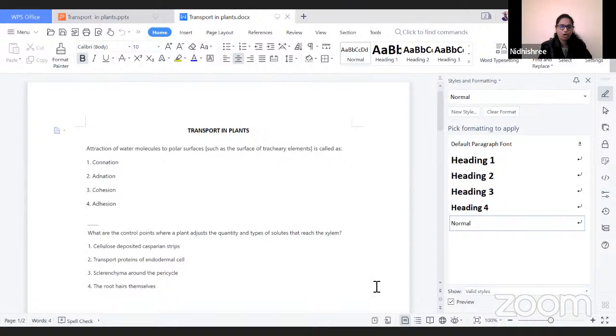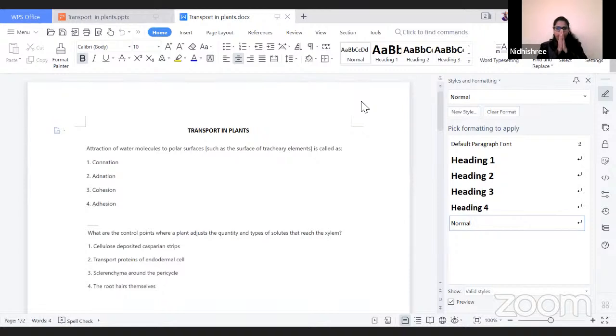What are the control points where a plant adjusts the quantity and types of solute that reach the xylem? I repeat, what are the control points where a plant adjusts the quantity and types of solute? Option A, cellulose deposited Casparian strips. Option B, transport proteins of endodermal cell. Option C, sclerenchyma around the pericycle. Option D, the root hairs themselves. Yes, what is your answer, guys?